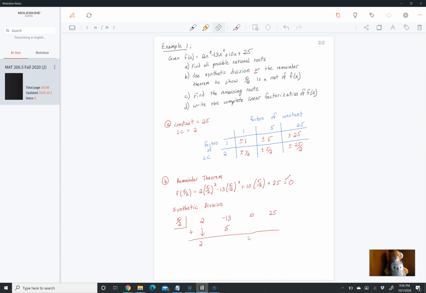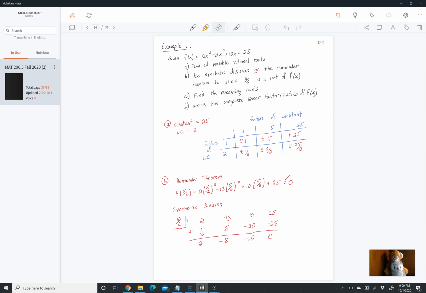So we carry down the 2, and 2 times 5 over 2, the 2's cancel, so we get 5. We add negative 13 and 5 is negative 8. And again, negative 8 times 5 over 2 gives us negative 40 over 2, or negative 20. So you're getting integers. I'm not going to make you add fractions. 10 and negative 20 gives you negative 10. Notice all of these are even numbers, so they're all divisible by 2, making your life easy. And that's going to give you negative 25. And 25 and negative 25 is 0.